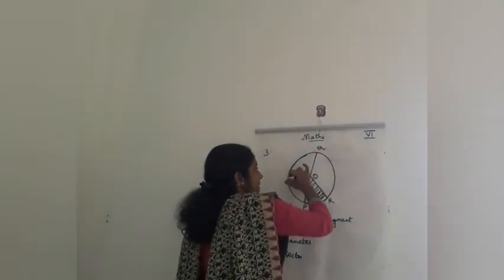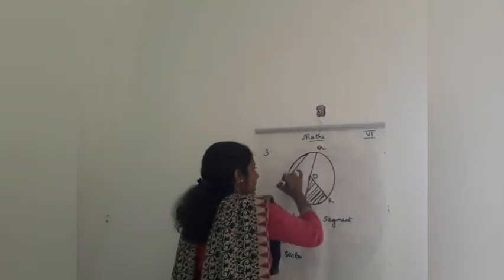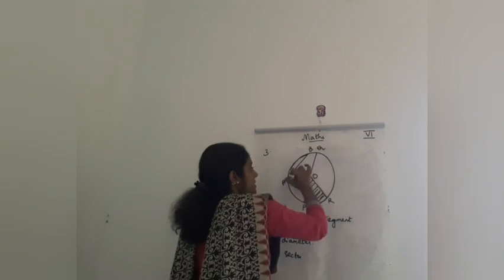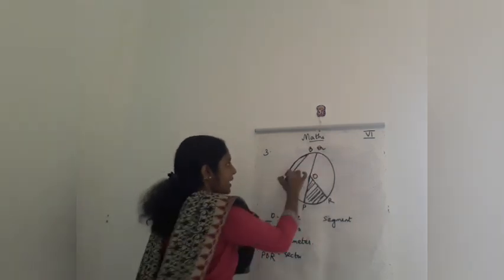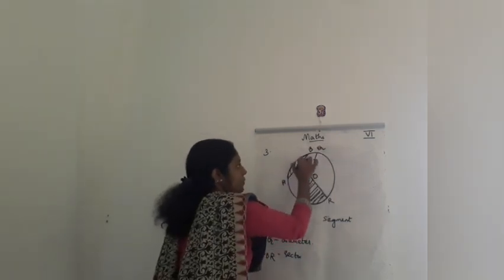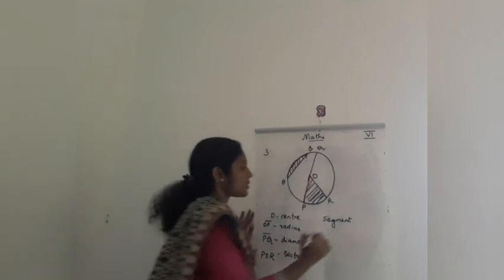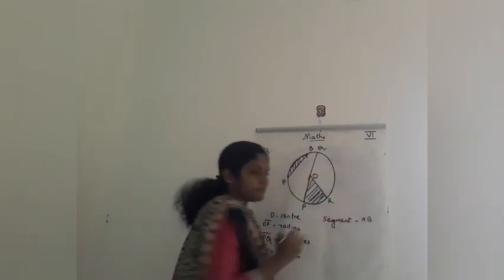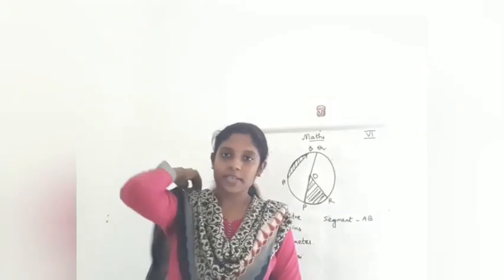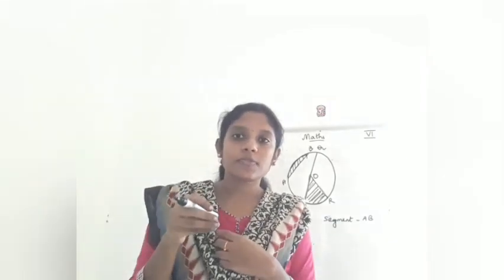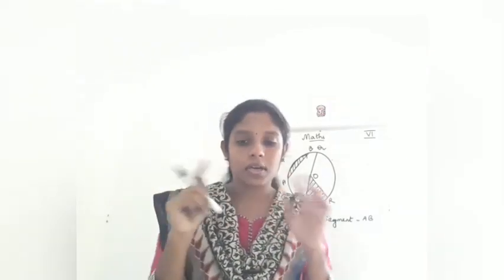So we can draw a chord and mark it as AB. So this is a chord, AB is a chord and this is the arc. The interior portion is the segment. So here segment is AB. Okay, so AB is a segment. So what is segment? It is the interior portion which is formed by an arc and also a chord.